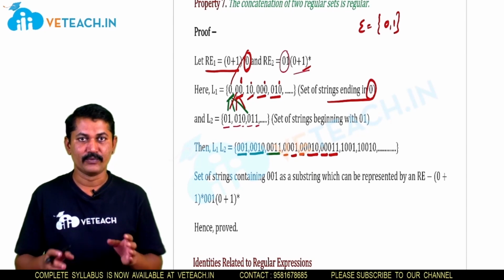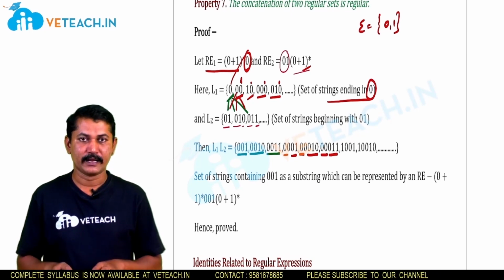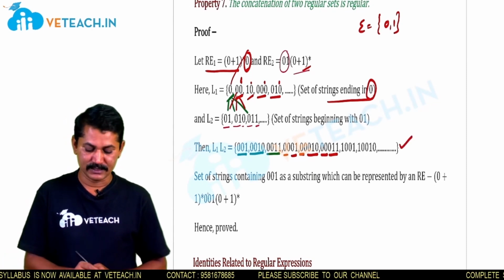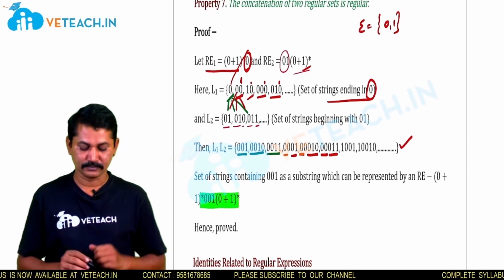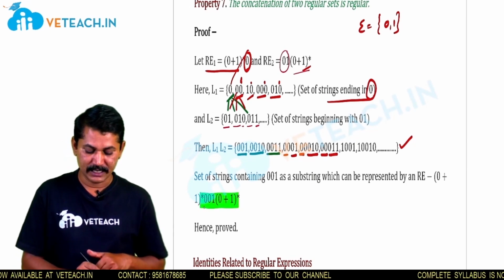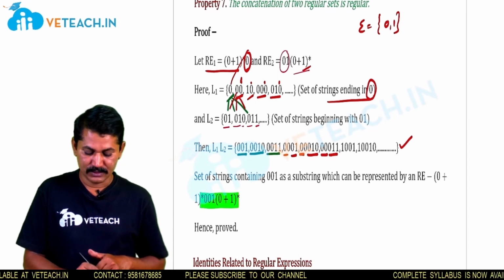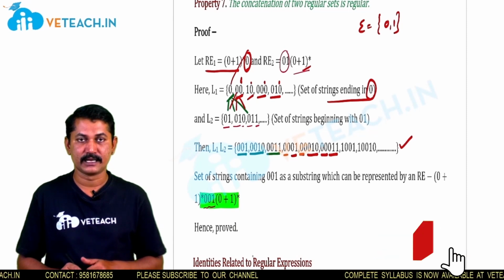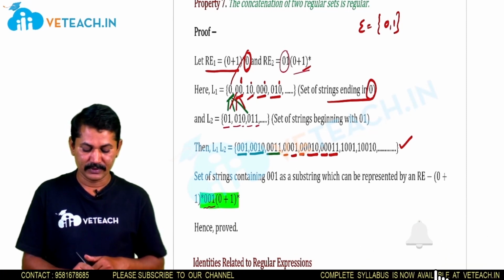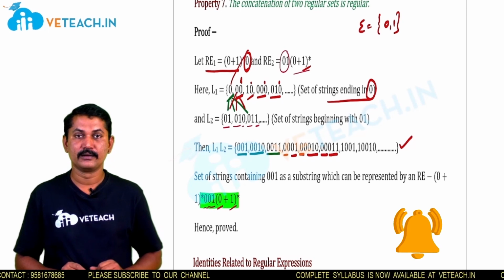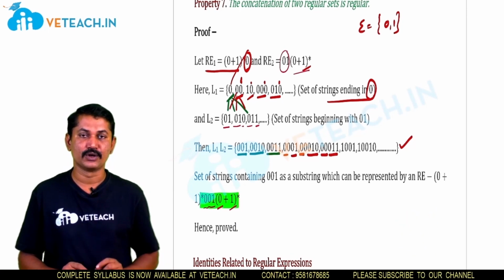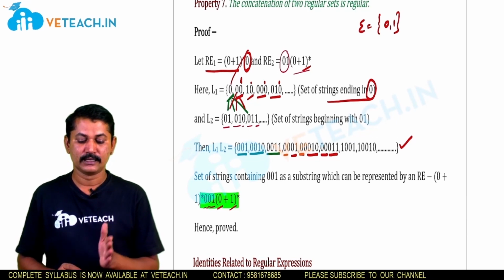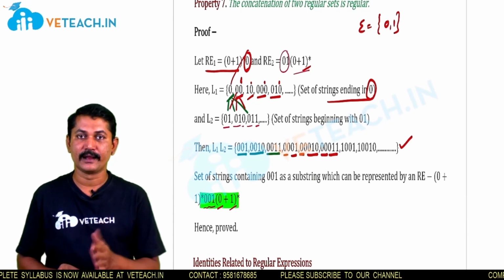Now we are going to see whether we can define the regular expression for this concatenation or not. See, the regular expression is like this. That means the strings that are starting with 001. In all the formats, the strings are starting with 001 along with the combinations of 0 and 1. That means multiple combinations of 0 and 1. So this is also proved: the concatenation of two regular sets is regular.